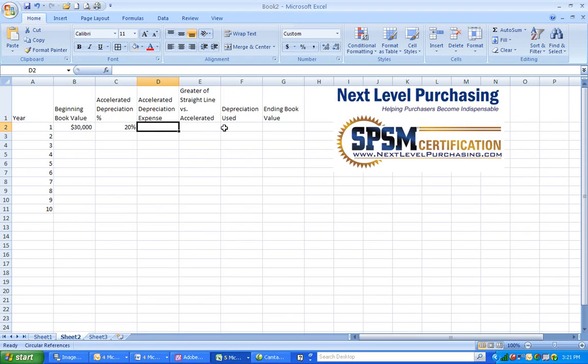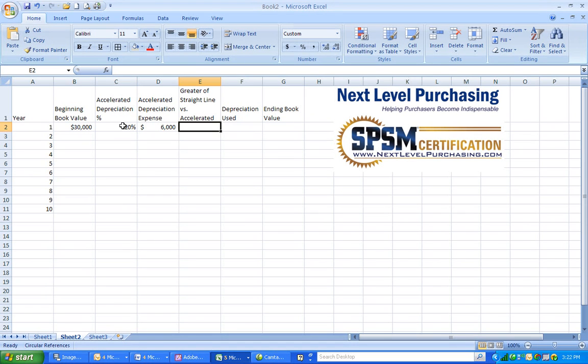Converting that percent into dollars is what we do to get our entry for the accelerated depreciation expense field. And we simply multiply the beginning book value for the period times the accelerated depreciation percentage. And this number will be different for each year. As the asset gets older, it will depreciate, meaning it will be lower in value, and it will depreciate, therefore, by less each year.